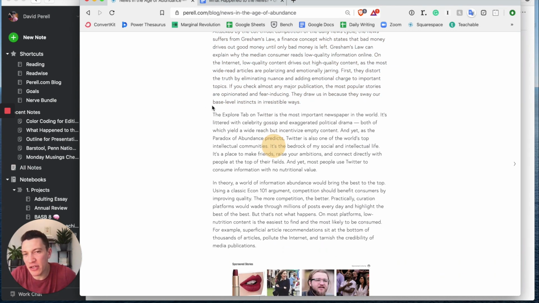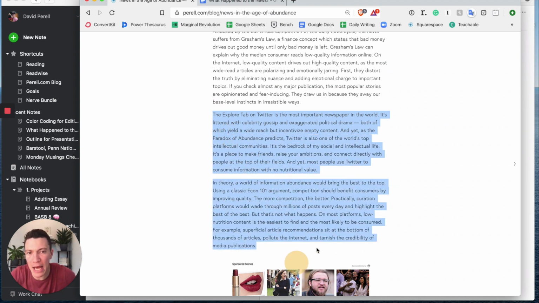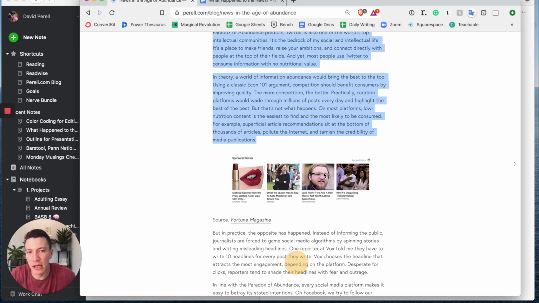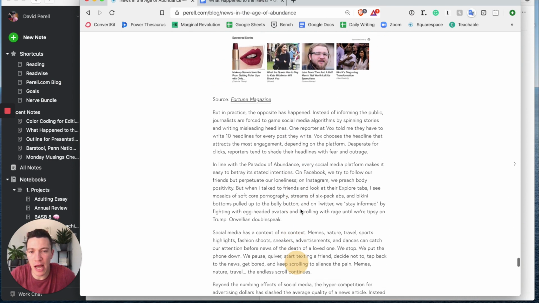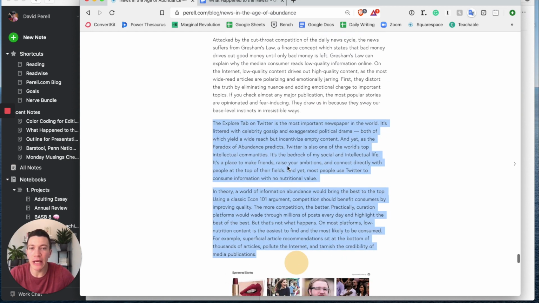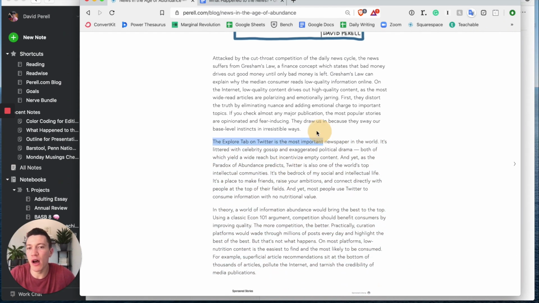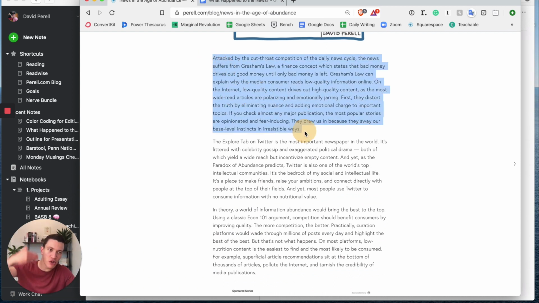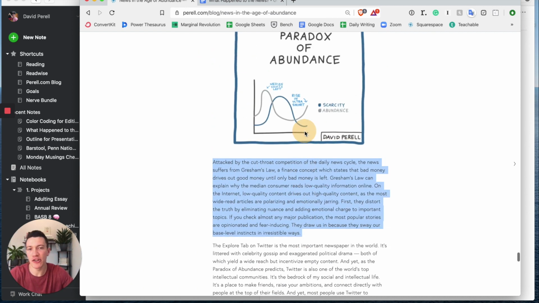You'll see that there's a little bit down here about the Explore tab on Twitter and this Outbrain thing that you see at the bottom of all these websites. But really, all of Gresham's Law is summarized in this one paragraph. And so those are all the steps that I actually go through.